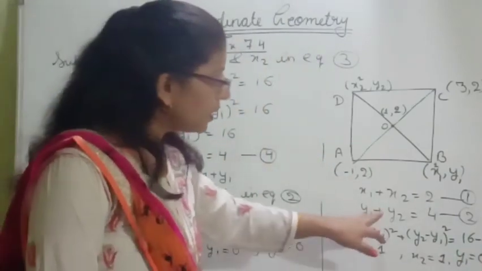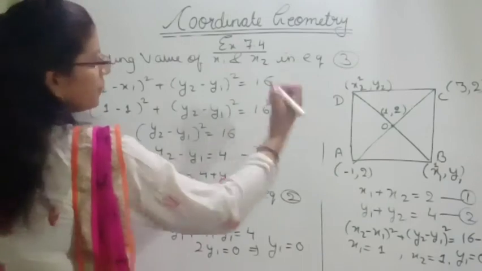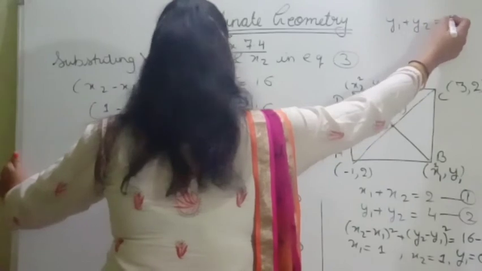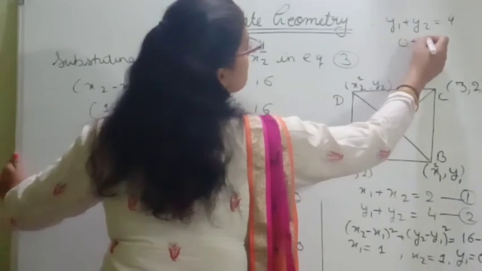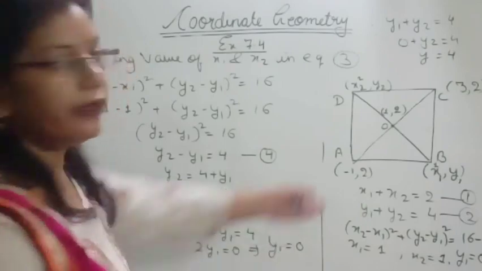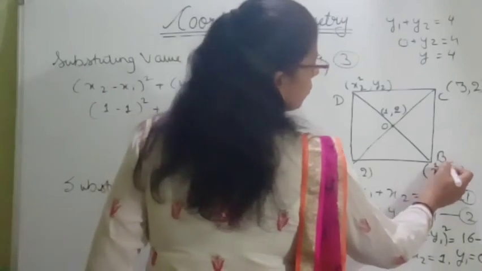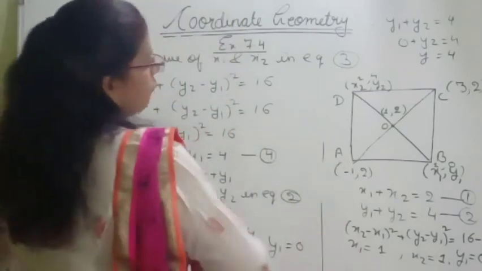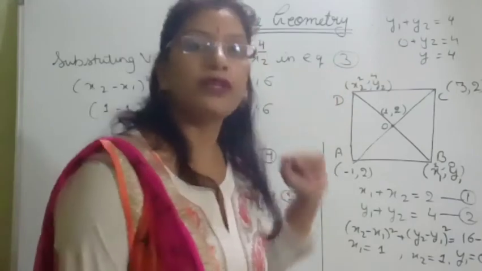Now from here you can find y2. So y1 + y2 is equal to 4. Substitute the value of y1 here, 0. So 0 + y2 is equal to 4. So y2 is equal to 4. Now what will be the coordinates? Look, x1 is 1, y1 is 0, so (1, 0). x2 is 1, y2 is 4, so (1, 4). Therefore the coordinates of point B are (1, 0) and the coordinates of point D are (1, 4).